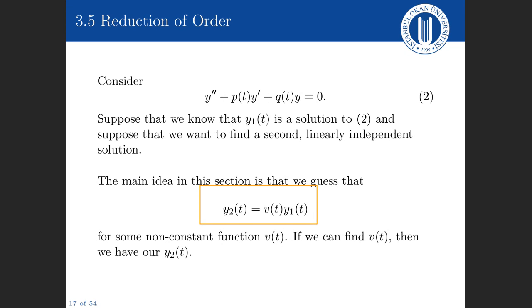Anytime you have a reduction of order question, the way we start is we always start with y2 is equal to v multiplied by y1, for some unknown function v of t. The idea is we want to try to find v of t. If we know v of t, then we know y2.